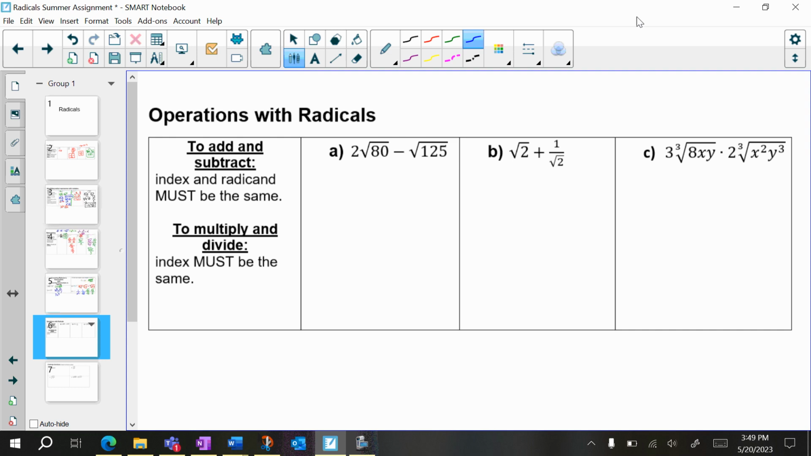Next, we have operations with radicals. In order to add and subtract, the index and the radicand must be the same. And in order to multiply and divide, the index must be the same.